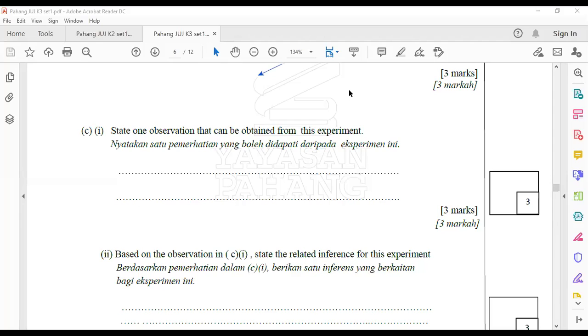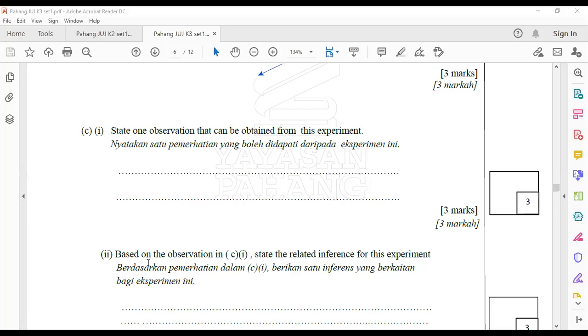Observation is what you get from the diagram, from what you observe. Of course, the best answer will be you tell the length of the natural rubber is extended after the weight is removed, but the length of the vulcanized rubber does not change after the weight is removed. That is the best answer because you can see it from the diagram. But if you want to talk about the 1.0 centimeter and 0.0 centimeter, that one is not wrong.